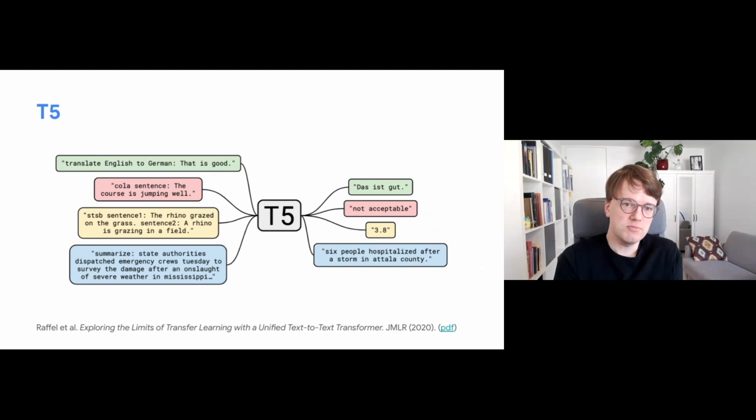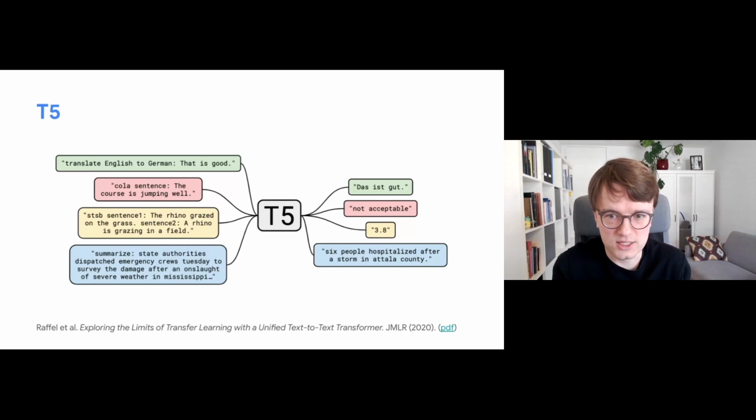Okay, then the next method to look into is called T5. So T5 is an encoder-decoder model, and it's quite a long paper and studies many different things, but the main focus is on transfer learning. So they try to teach a model that does many tasks at the same time.